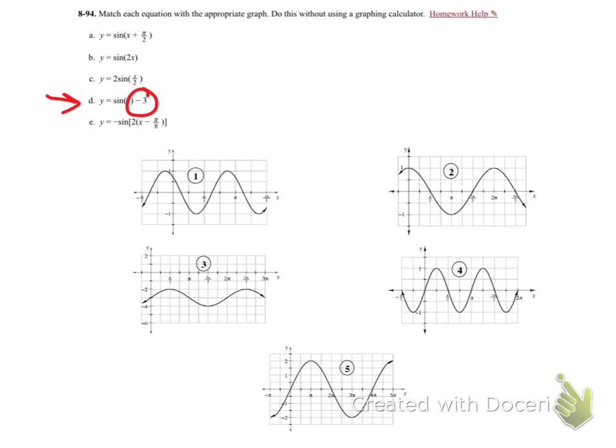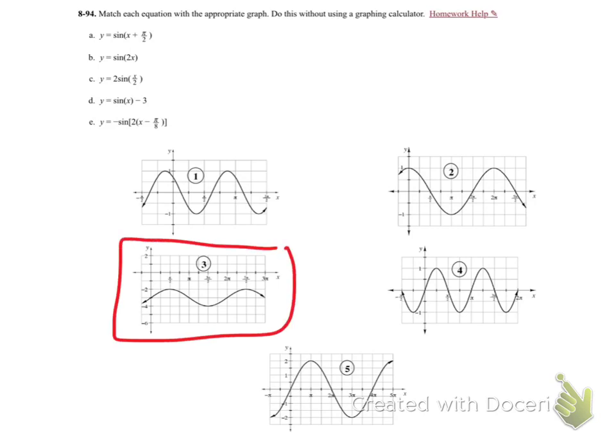So when I look at those two right away, since I'm doing matching, I can kind of take care of those right away. So number 3 is going to go with D because it's the only one that has a K value that is not 0.